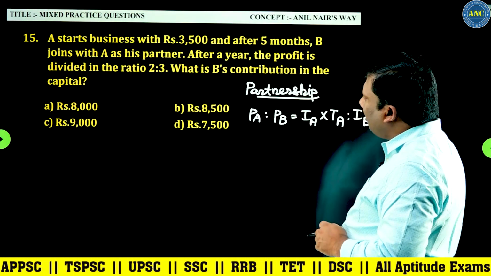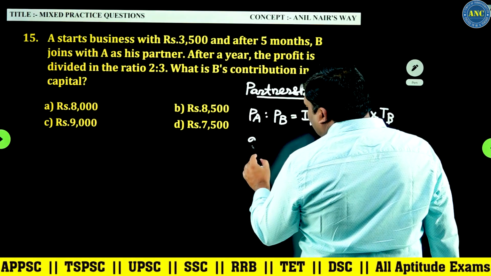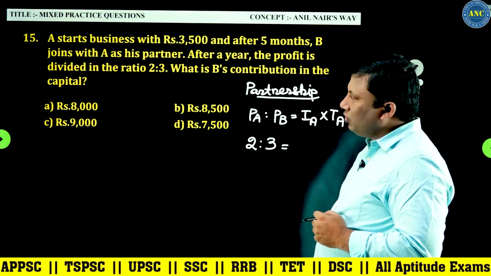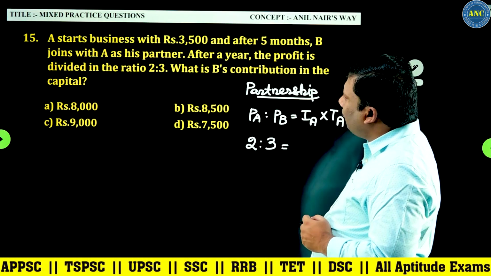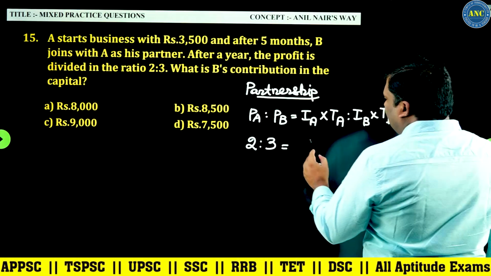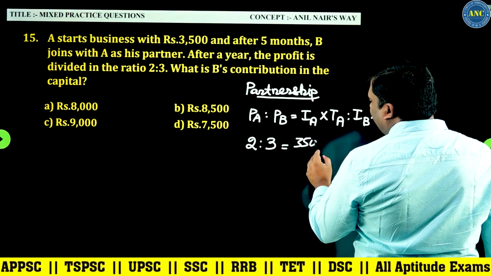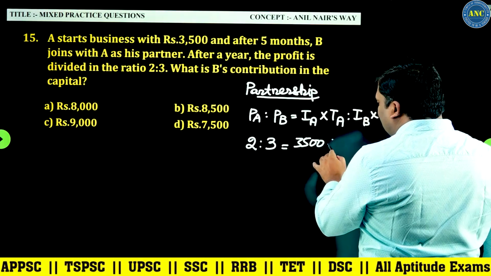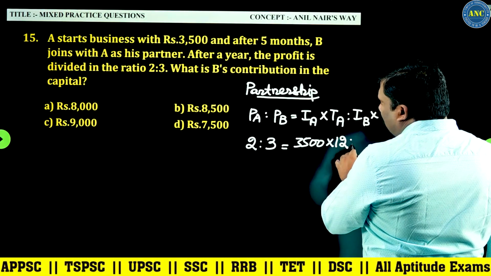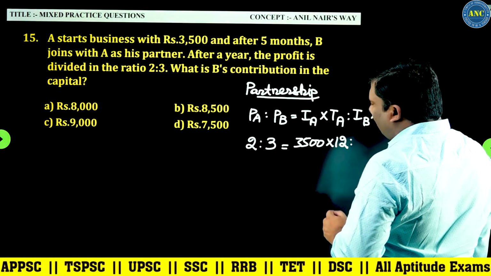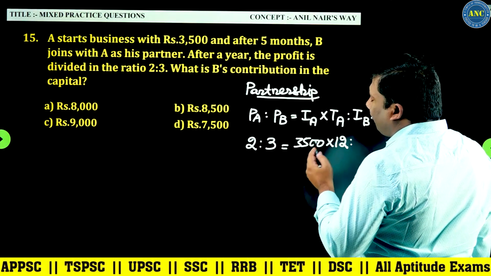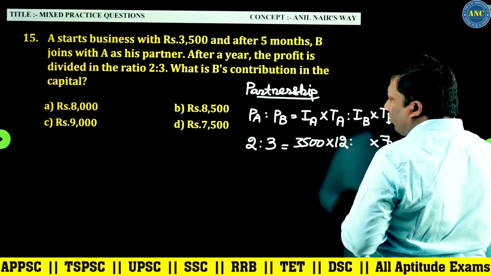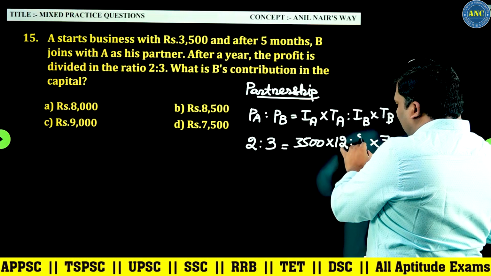What all given? After a year, the profit is in the ratio 2 is to 3. Profit ratio is 2 is to 3. A started business with 3,500. So, he invested for 12 months into 12 is to investment of B. We do not know. After 5 months, B joined. So, 7 into. This value we don't know.